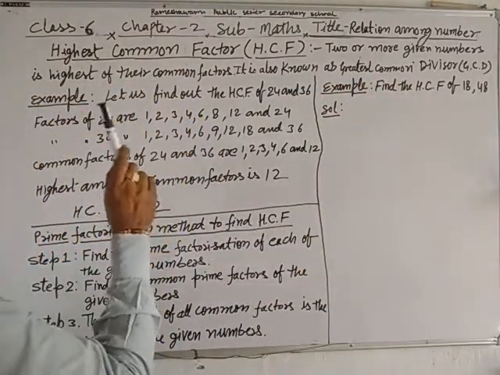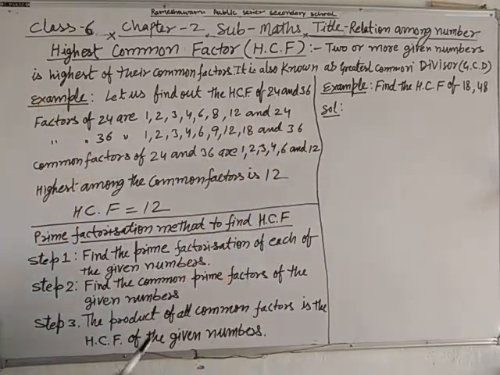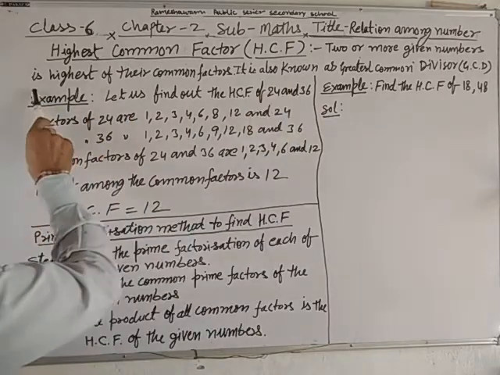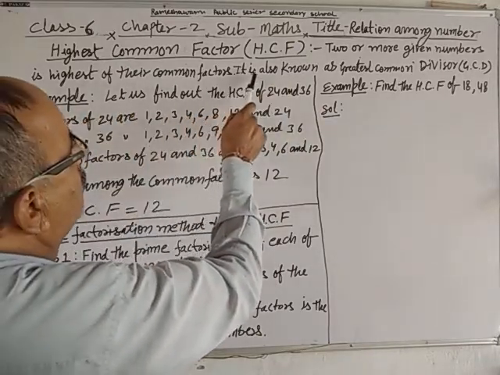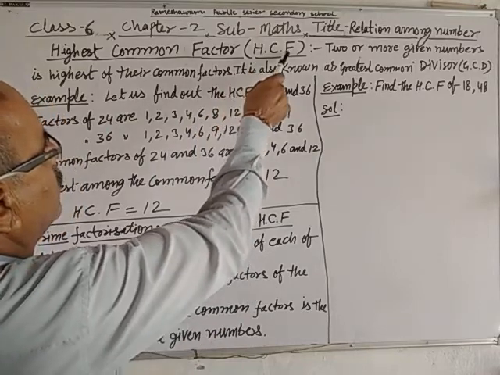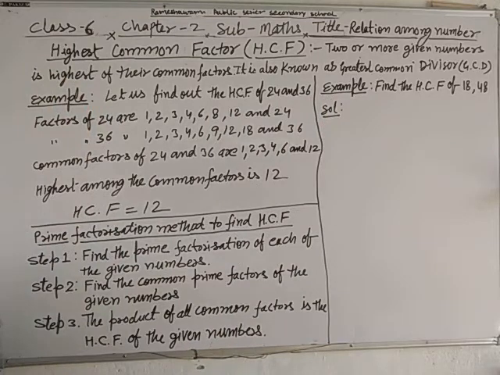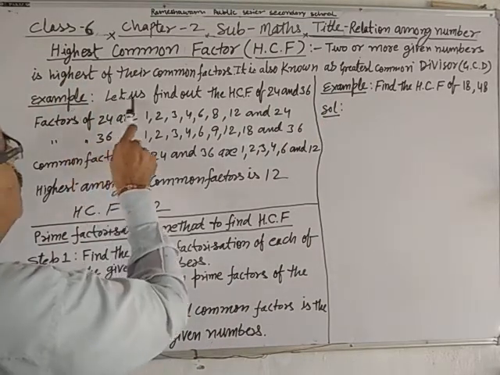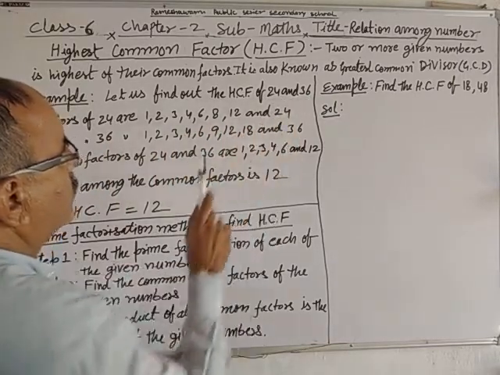For example, two or more given numbers means 24 and 36 are the given numbers. The highest of their common factors is called the HCF. It is also known as the greatest common divisor. For example, let us find out the HCF of 24 and 36.